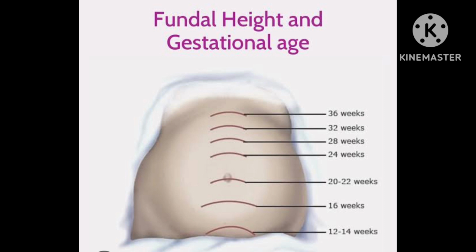We have to draw 2 imaginary lines between symphysis pubis and umbilicus and again between umbilicus and xiphisternum. At 12 weeks, the uterus will be at the level of symphysis pubis. At 16 weeks, midway between symphysis pubis and umbilicus. At 20 weeks, 1 to 2 finger breadth below umbilicus. At 24 weeks, level of umbilicus. At 28 weeks, 3 finger breadth above the umbilicus.